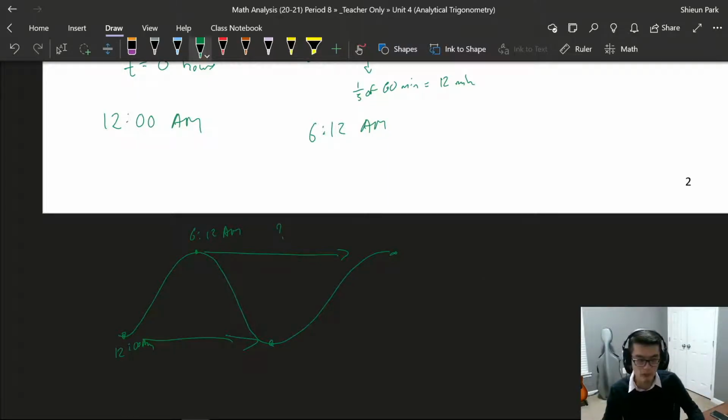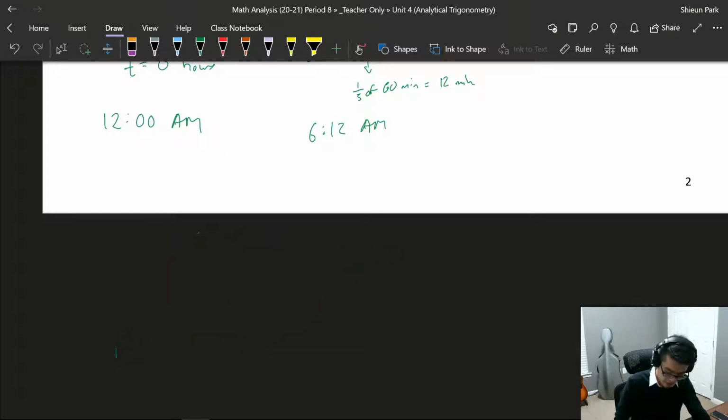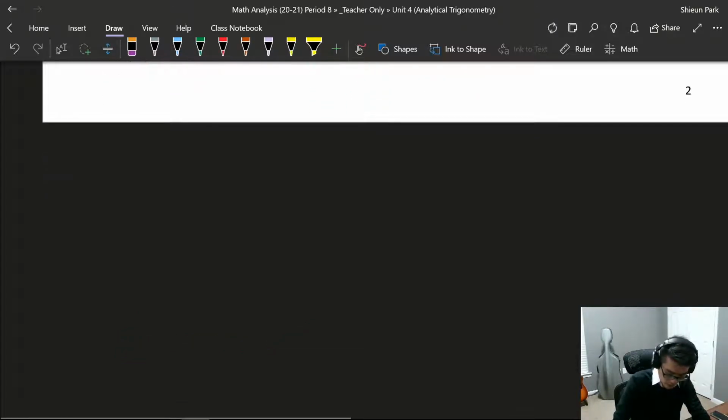So think about the time frame here. Is it going to be 6 hours? Is it going to be 12 hours? Is it going to matter? So what we need to find out is the period. So the goal is going to be to find the period. I'm going to do it in black here, just so I don't get you guys confused. Goal is to find the period.